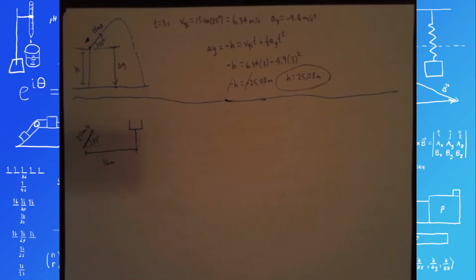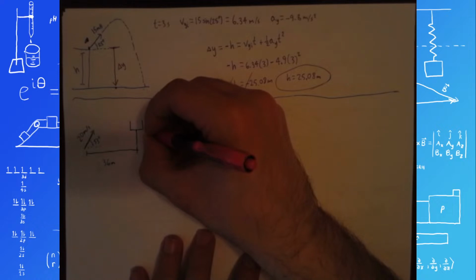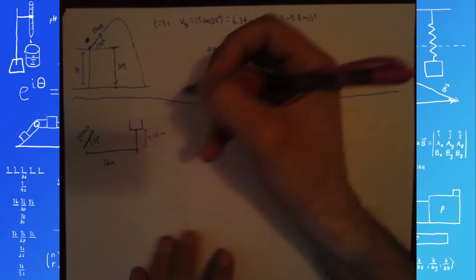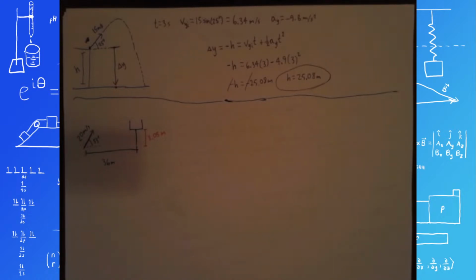Let's see. They said the crossbar is 3.05 meters high, so let me put that on my illustration over here. So this is 3.05 meters. And what else do they give us? 36 meters from the goal, 3.05 meters in height, 20 meters per second for the initial velocity at 53 degrees to the horizontal. And yeah, that's all.